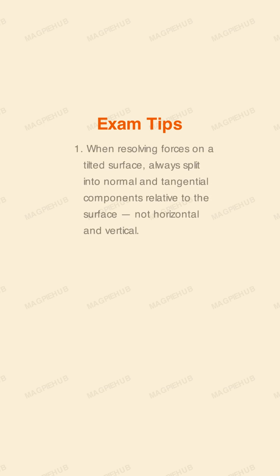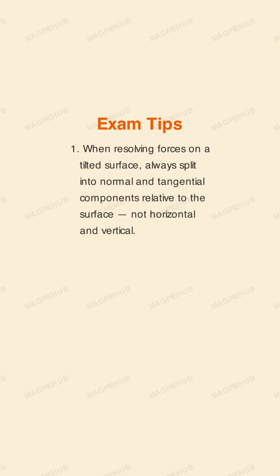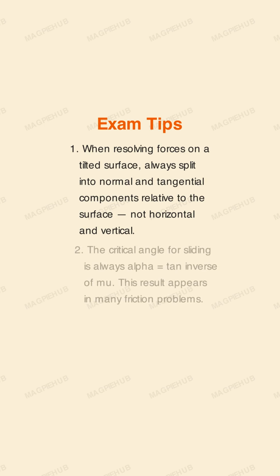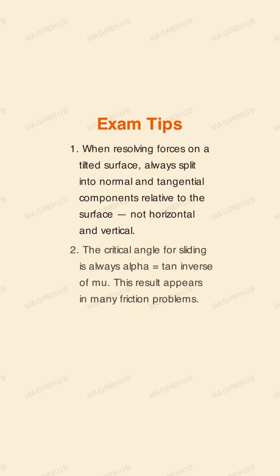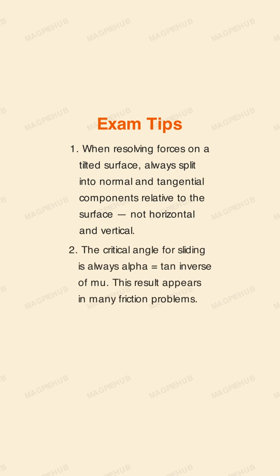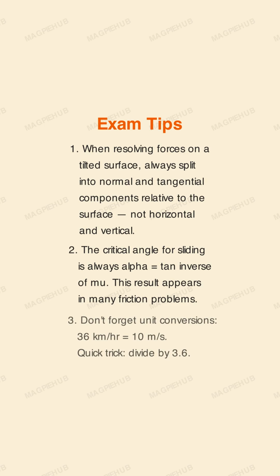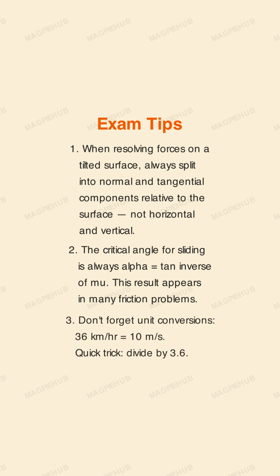Exam tips. First, when resolving forces on a tilted surface, always decompose them into components normal and tangential to the surface, not into horizontal and vertical. Second, the critical angle at which sliding just begins is always alpha equals tan inverse of μ. Remember this, it comes up in many friction-related problems. Third, always convert units. 36 km/h equals 10 meters per second. A quick trick, just divide by 3.6.